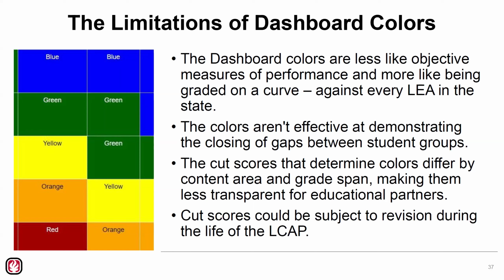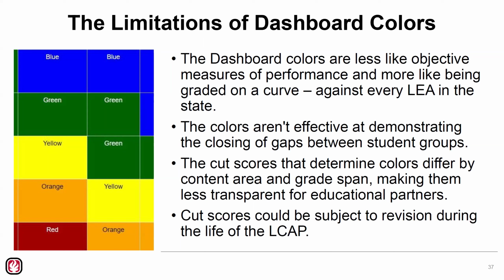Third, the performance standards or the colors for the academic indicators are different for each of the content areas, as well as by the grade level served. So grade spans 3 through 8 have a different 5x5 grid than high schools do. As a result, without the additional context that distance from standard might give, the colors alone actually may be kind of misleading to educational partners.